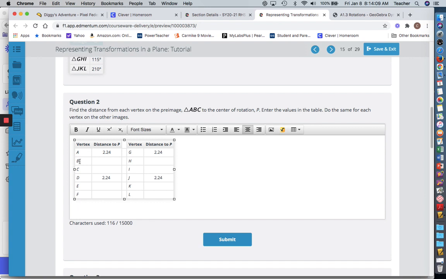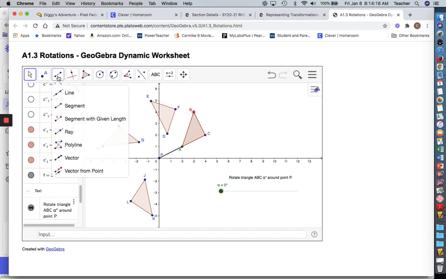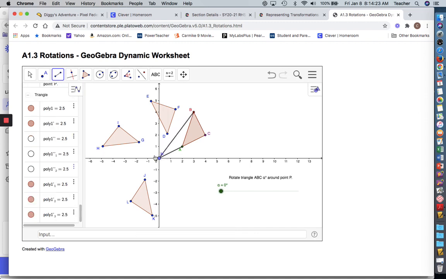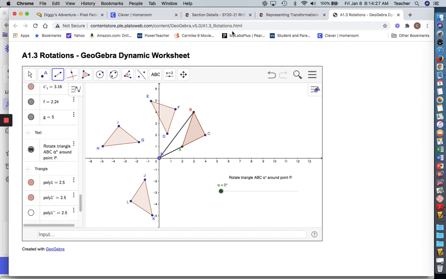All right, so now I've got to find B to P. So I'm going to draw another segment. B to P. Oh, I got to select segment. So it came off of it when I hit that. All right, B to P. Let's see, where am I looking? All right, so it's going to be 5.